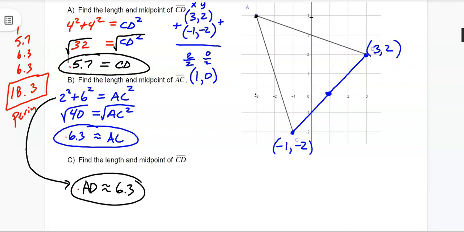Part B says AC, trying to find the middle of AC. So we're trying to find the middle of that red line. Point A here is at -3, 4.